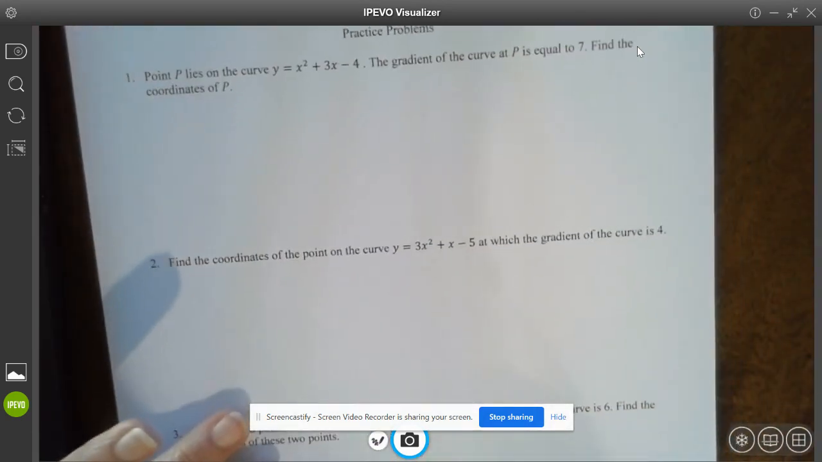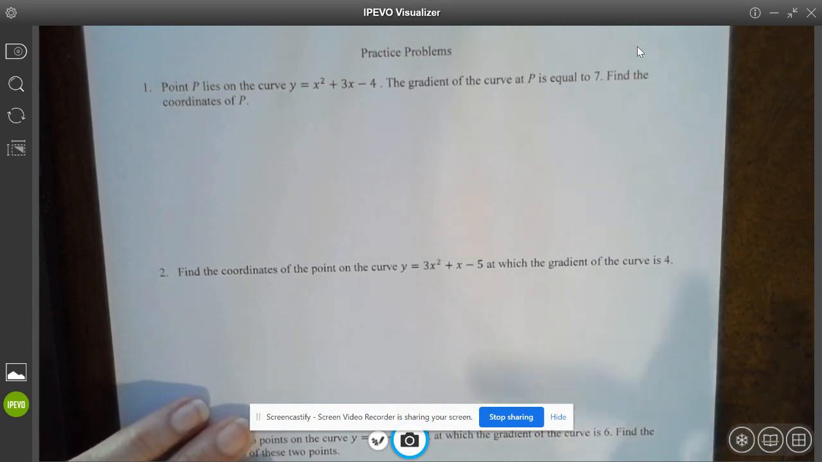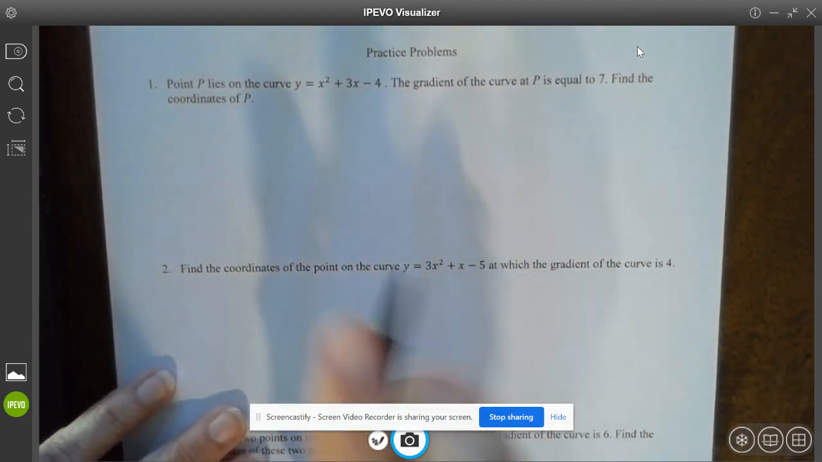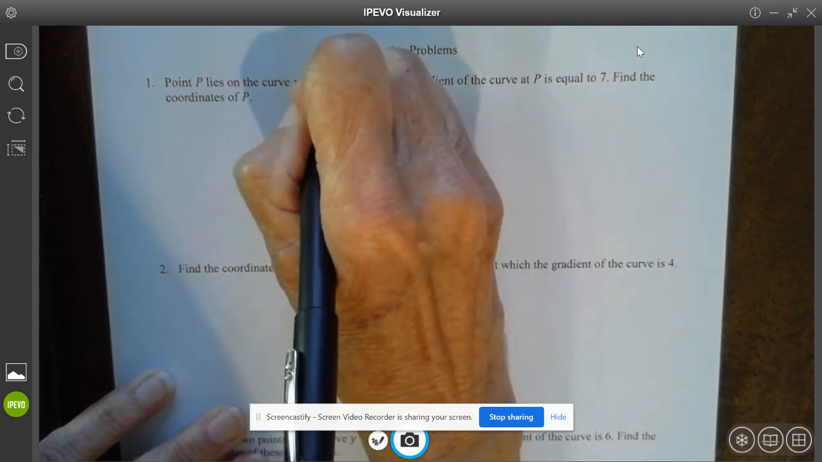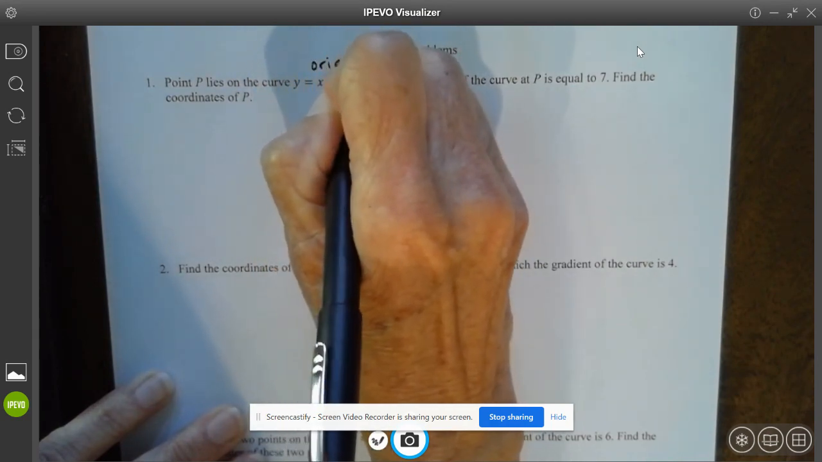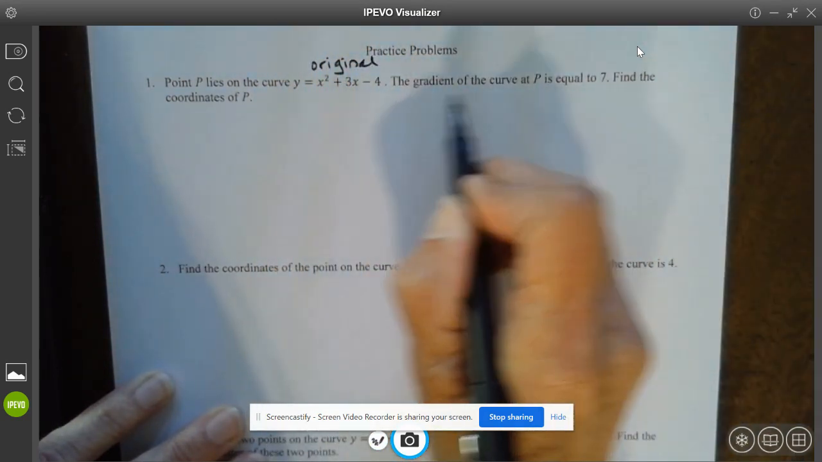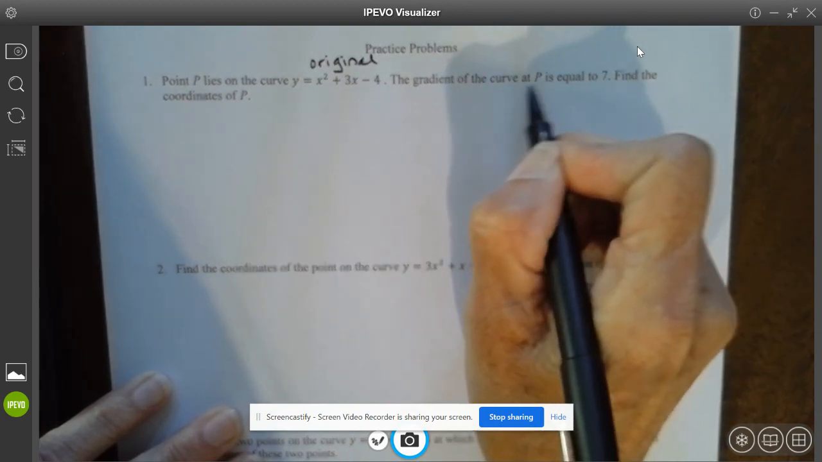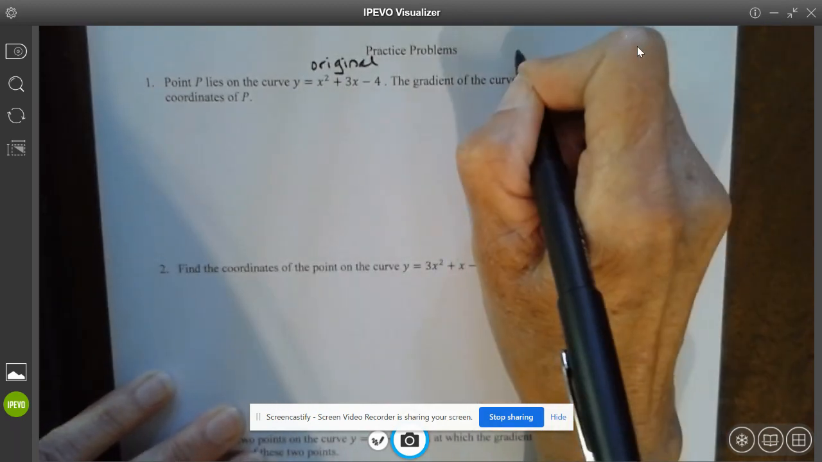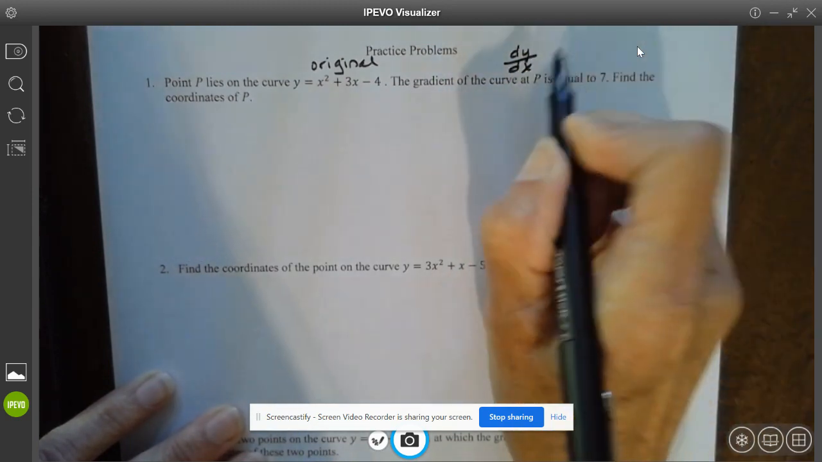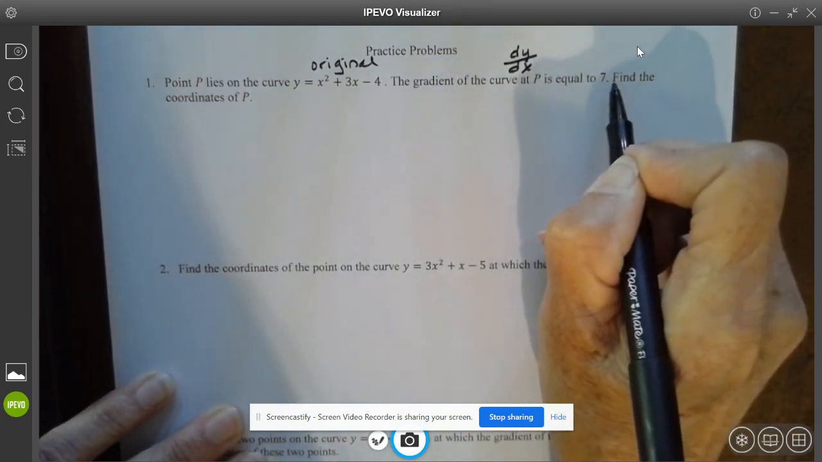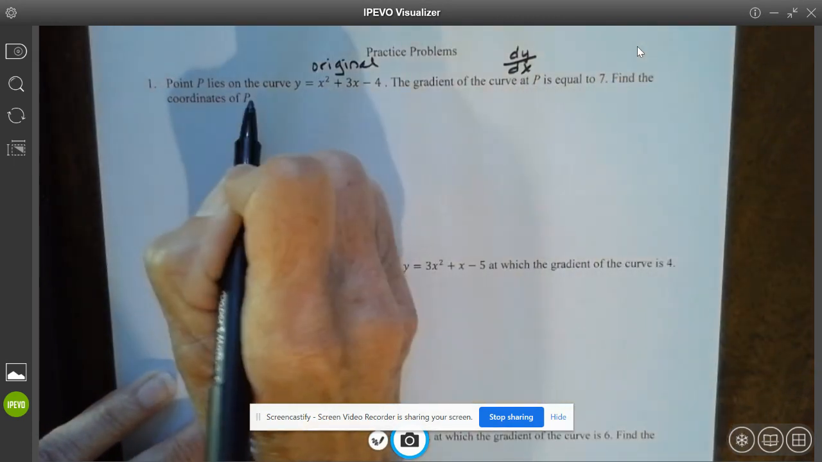Okay, so these are some of the problems that if you were taking the IB exam, you would see. It says, point P lies on a curve. So this is our original function. The gradient of the curve is this. So this we found as our gradient. And I'm going to use this expression because you'll see why. Okay, is equal to 7. So find the coordinates of P.